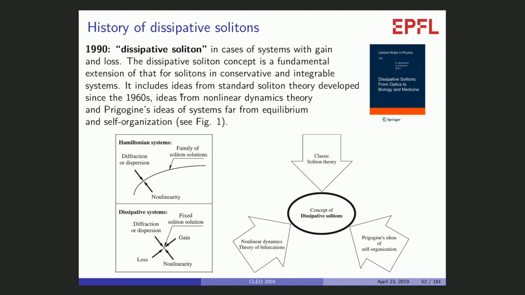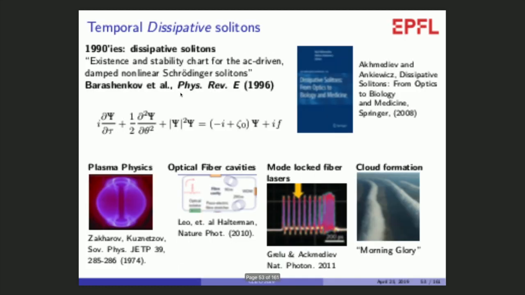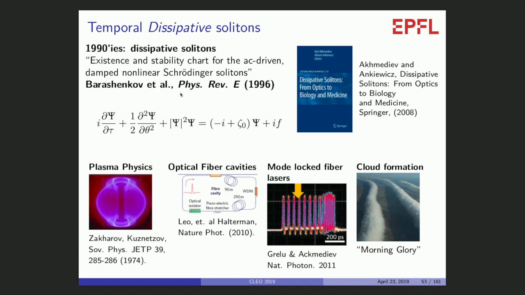And these dissipative solitons are vastly more relevant to many practical systems because you typically always have an open system. You always have dissipation, and so these so-called dissipative solitons exist in plasma physics, in fiber cavities, in mode-locked lasers, also in cloud formation, or in biological systems, and they're an extension of this idealized soliton where you have dispersion and nonlinearity, but now you include several new terms.